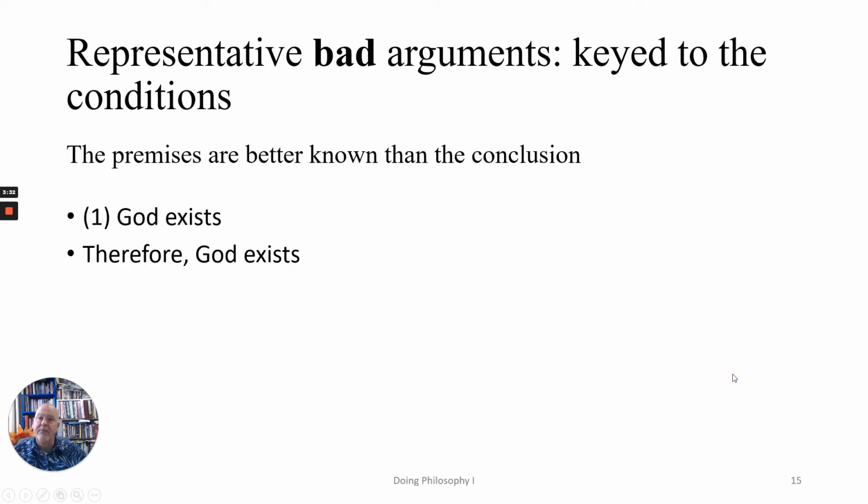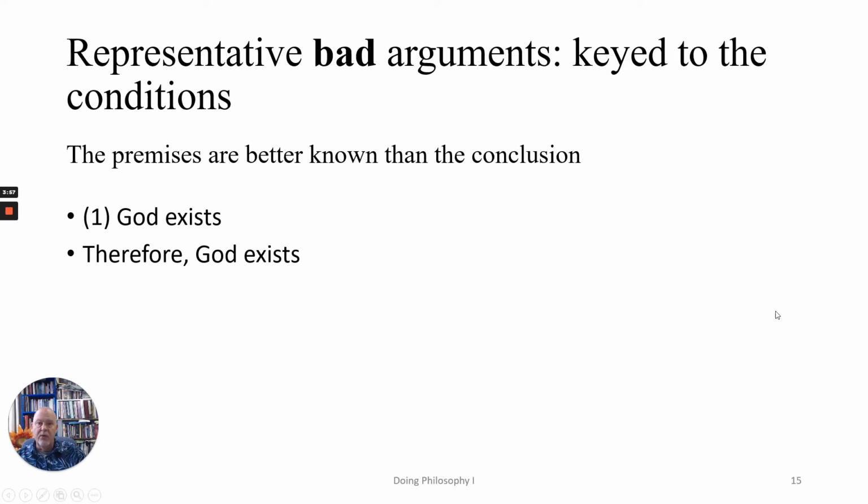What about the condition that the premises are better known than the conclusion? Well, here's an example of that. God exists, therefore God exists. That's an argument. You can see, I hope, right away that it doesn't get you very far. One of the reasons for this is that it just asserts the same thing that it proves. So the premises in this situation would be equally known, maybe equally badly known or equally unknown.